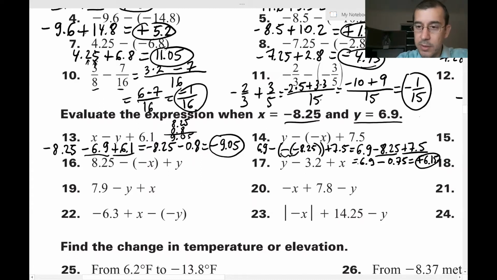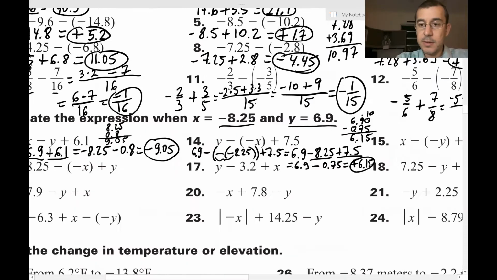And you can do it here on the side, 6.9 minus 0.75, this is 690. So 0 minus 5 you can't do, so you borrow 1 from here. So this is 10, 10 minus 5 is 5. Now this is not 9 because we borrowed 1, so this is 8. 8 minus 7 is 1, and then 6 minus 0 is 6. So 6.15, that's what we got. Okay, this is 14.